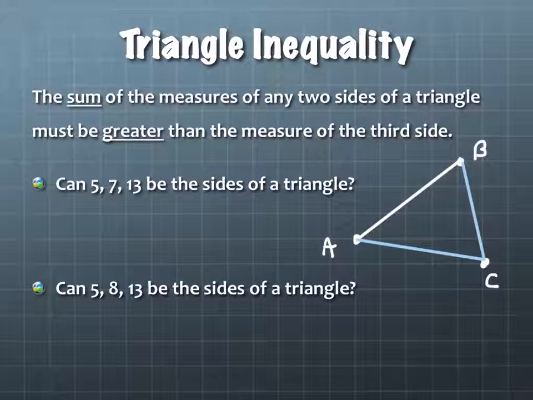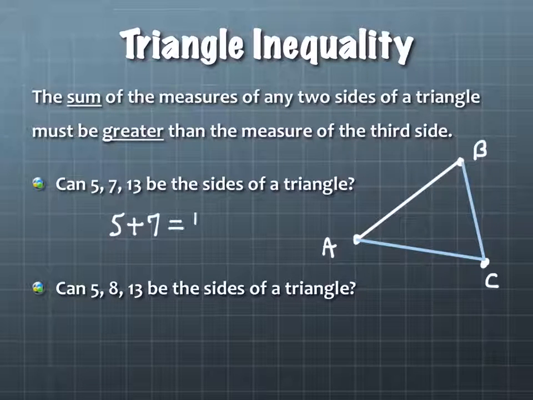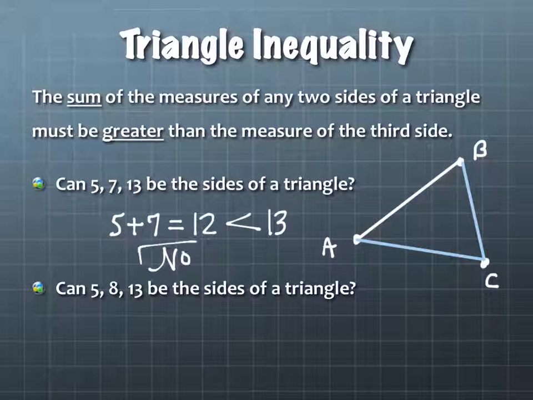No. What's wrong with it? Jamie, I saw you first. What did you see? 5 and 7. It's 12. Right. 5 plus 7 is 12. And 12 is less than, is what I meant to say, less than 13. Right? So this is a no. Absolutely can't work because 2 of those sides is not longer than the third.